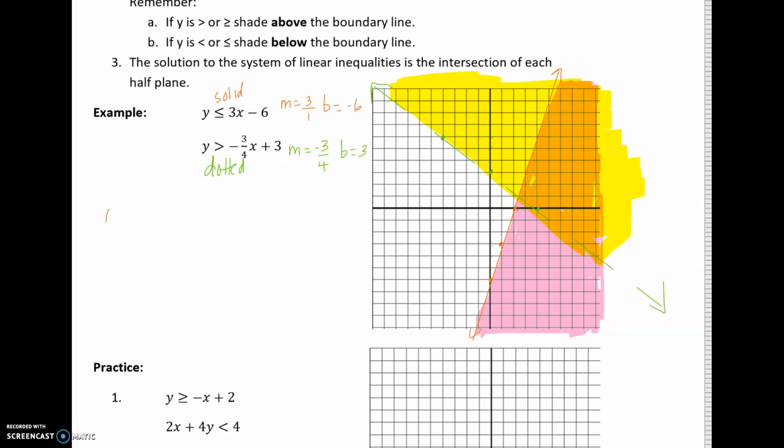So if I asked you to name one solution for this system of inequalities, I could name this point right here because it's in orange. So that's 1, 2, 3, 4, 5. That's 6, 0. If I said to name something that's not a solution, well, 0, 0 is not shaded at all, but it could also be something you choose in the pink or the yellow. But I'm just going to choose 0, 0. So everything that is overlapped is a solution.